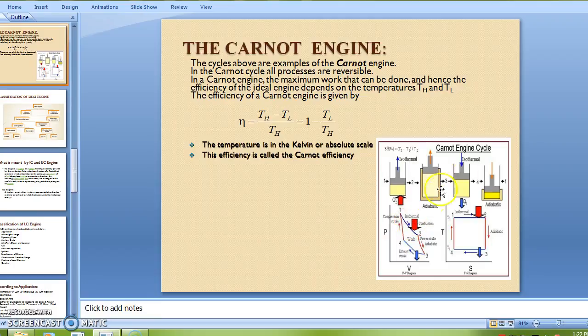This is the cycle which shows the Carnot engine cycle.